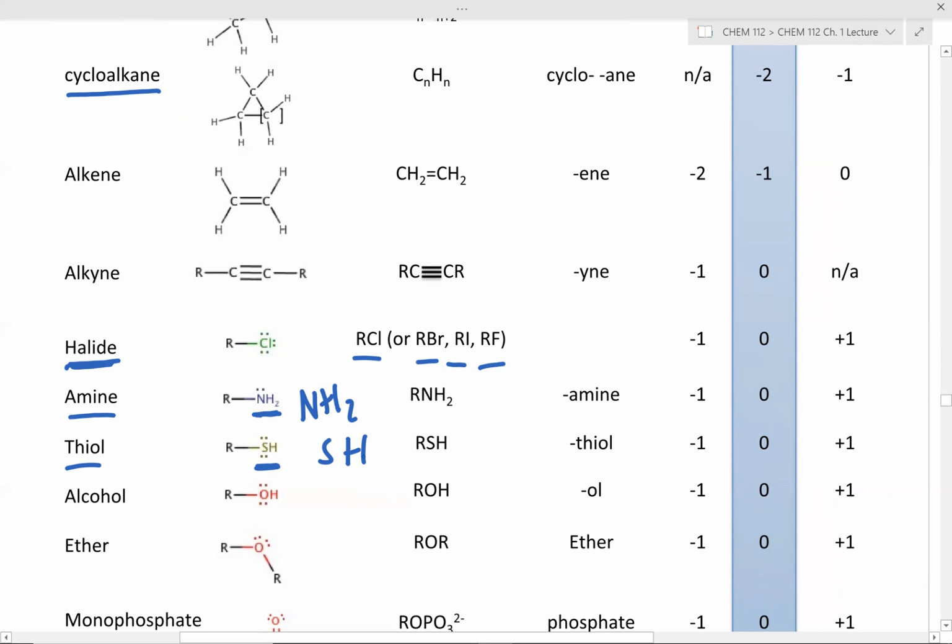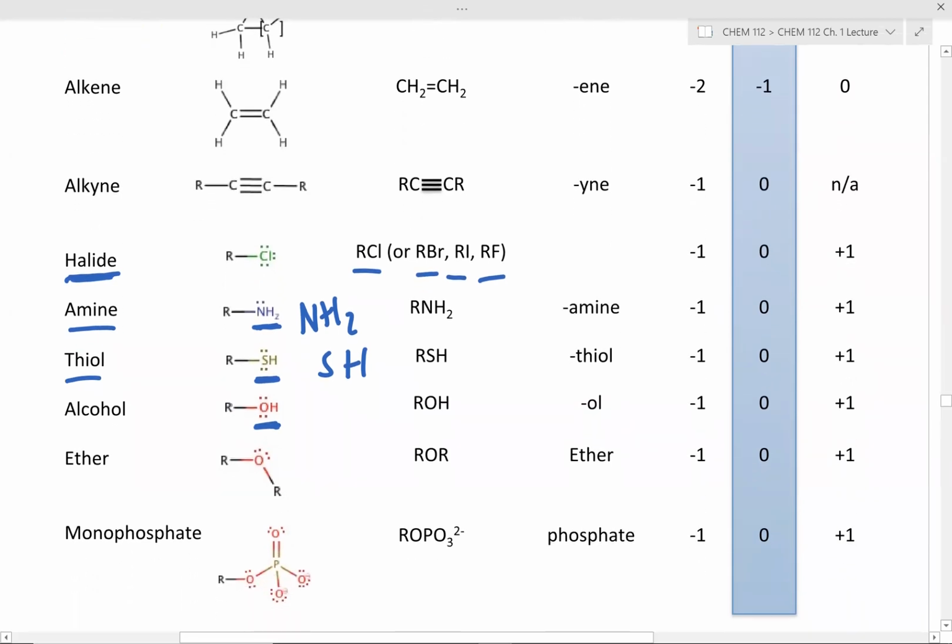Alcohols were covered in Chem 101. They are composed of the OH functionality. Was that covered in 101 or 102, organic structures? It's okay. This is why we're reviewing. Some of these are new, but the alcohol was definitely covered in 101. But the main feature, we have an OH functionality. And ether consists of an ROR functionality. So we have an oxygen atom between two carbons.